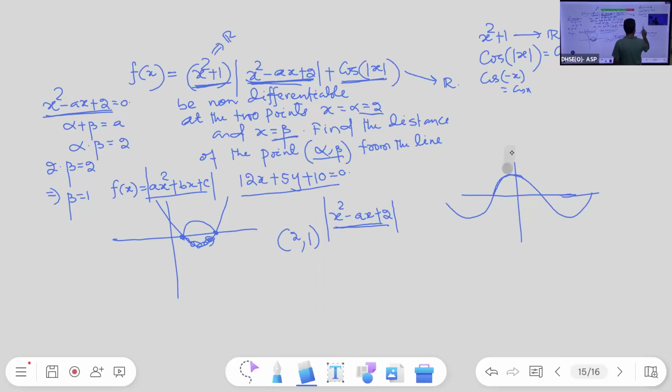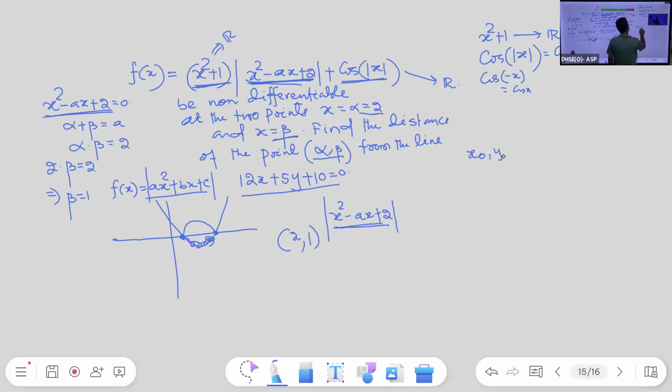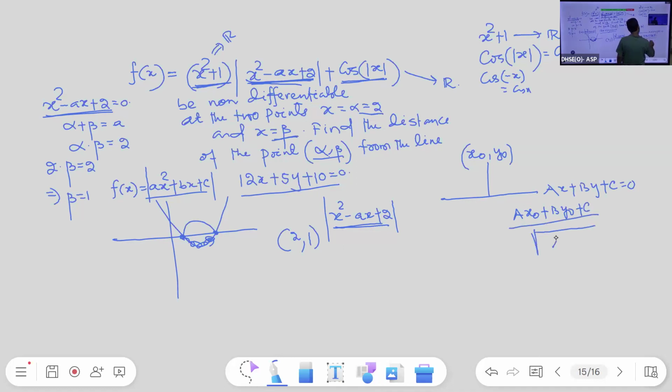Distance of a point from a line, it is 12. Straight line question, class 11. If (x0, y0) is the point and ax + by + c = 0 is a line, the distance of this point from this line is |ax0 + by0 + c| upon root of a square plus b square.